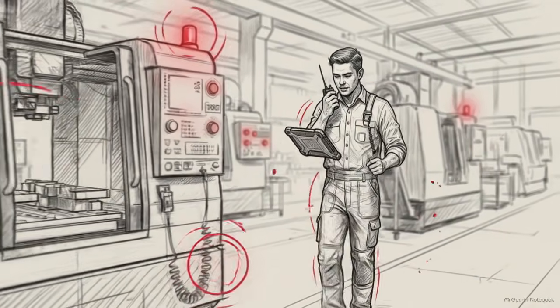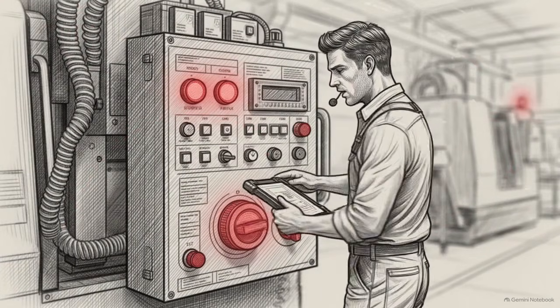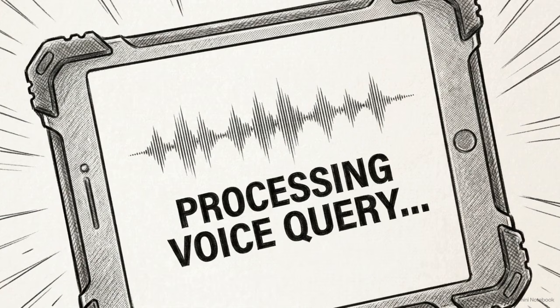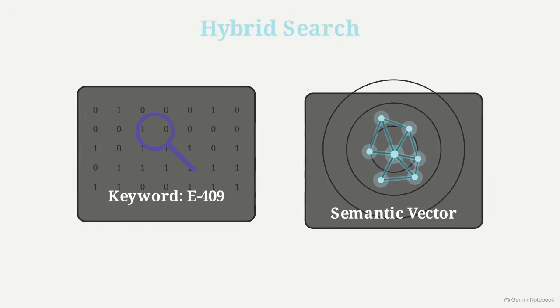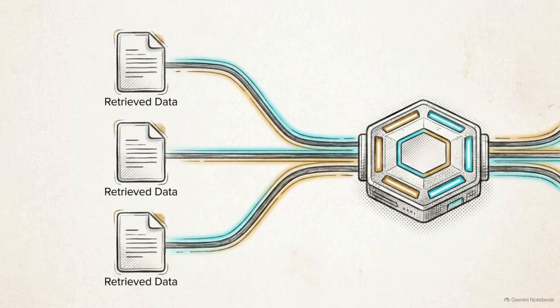Let's return to the factory floor breakdown. This time, we equip the engineer with an AI copilot connected to this vector architecture. The engineer doesn't need to guess keywords. They simply speak into their device, asking how to clear the specific E409 error code using natural language. To maximize accuracy, the system uses hybrid search. It merges the exact keyword precision of traditional search for specific serial numbers with the broad semantic understanding of dense vectors. This perfectly retrieved data now flows into the final architectural step, the Retrieval-Augmented Generation, or RAG pipeline.